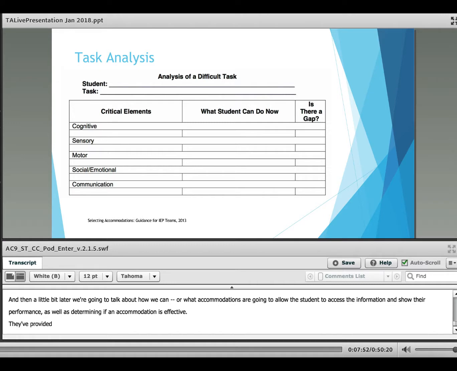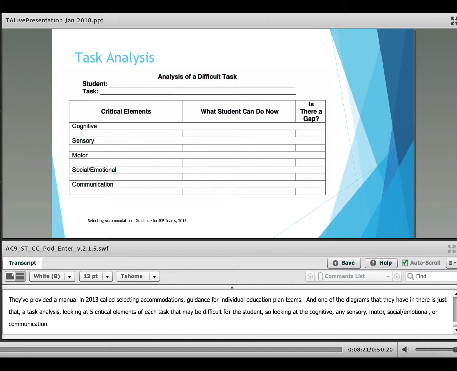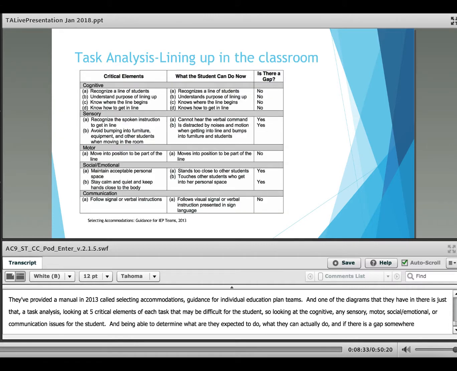The DOE has provided a manual in 2013. It's called Selecting Accommodations, Guidance for Individual Education Plan Teams. And one of the diagrams that they have in there is just that, a task analysis, looking at 5 critical elements of each task that may be difficult for the student. So looking at the cognitive, any sensory, motor, social-emotional, or communication issues for the student. And being able to determine what are they expected to do, what they can actually do, and if there is a gap somewhere in between.